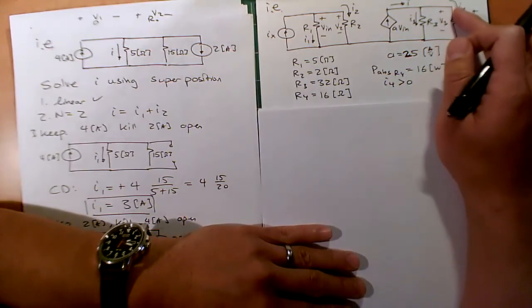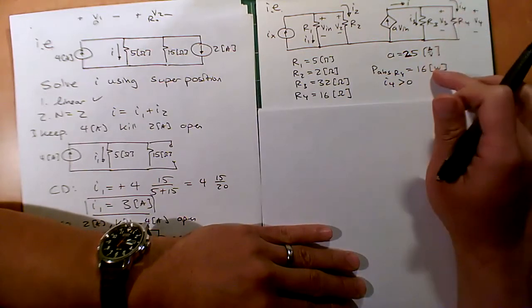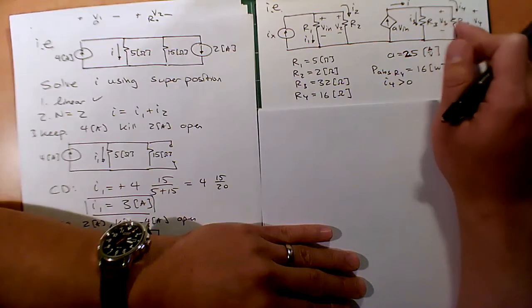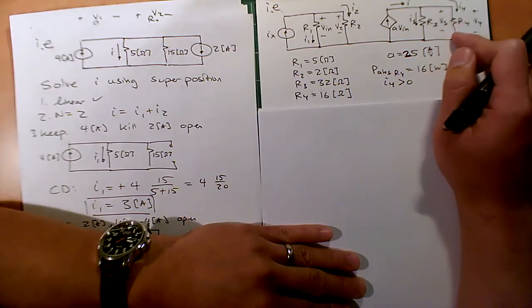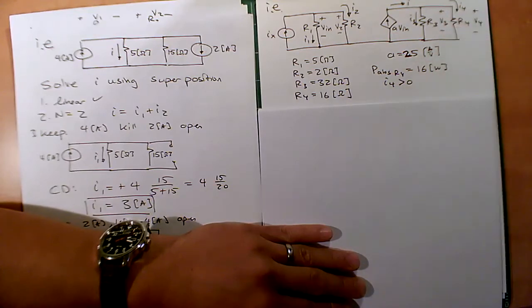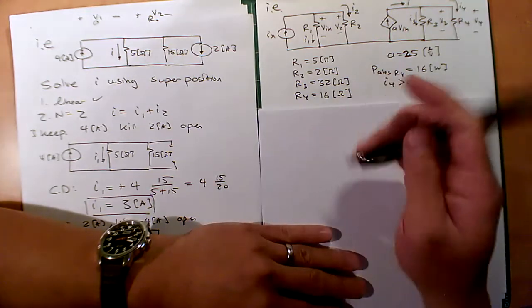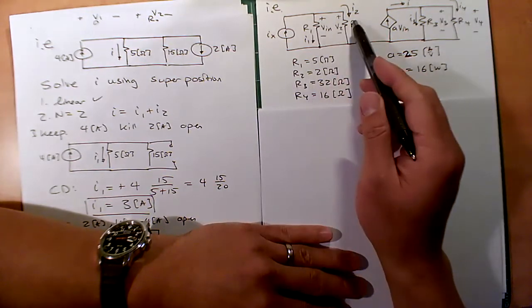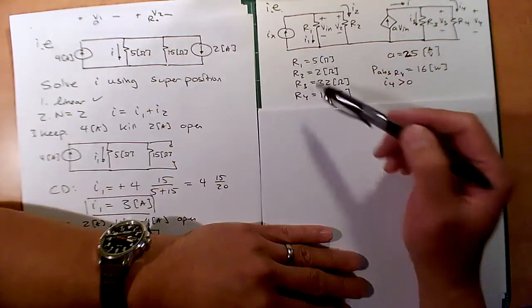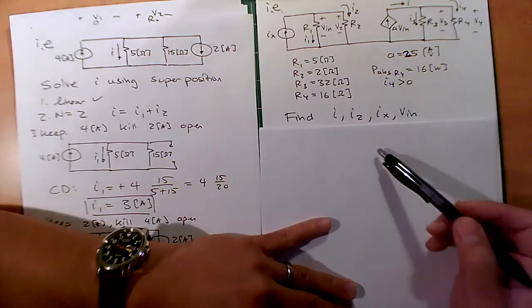They said, okay, so you have this current here. They tell us that the absorbed power through this resistor here is 16 watts. Oh, that's a weird one, okay. What else? They gave us all these resistors, R1, R2, R3, R4. Okay, so we have all these numbers, good. And the question is solve for I.